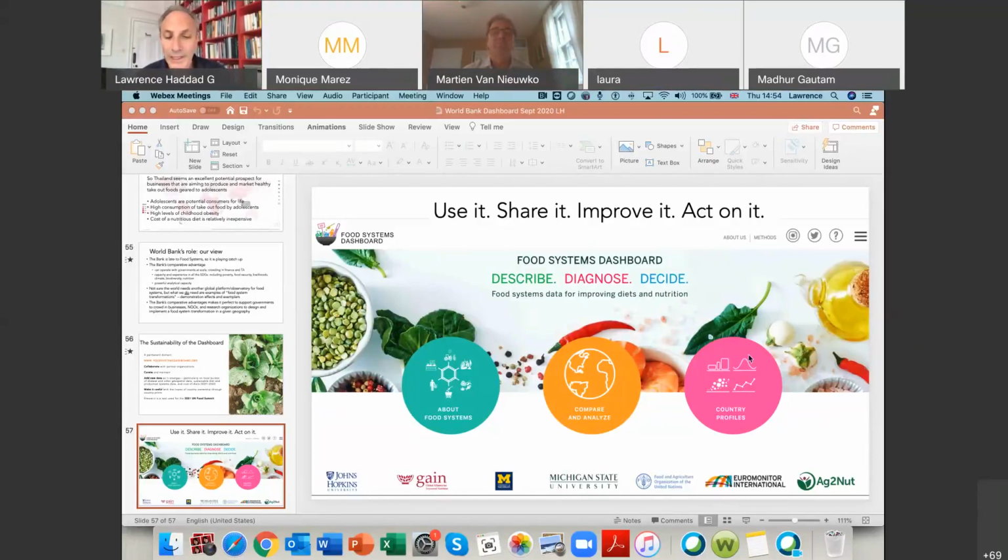But definitely, we don't want it just to be useful for researchers, just World Bank staff, just governments. We want it to be useful for businesses too, because they are such an important driver of food systems.